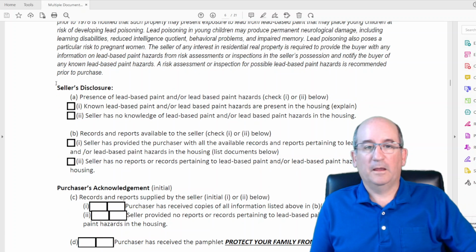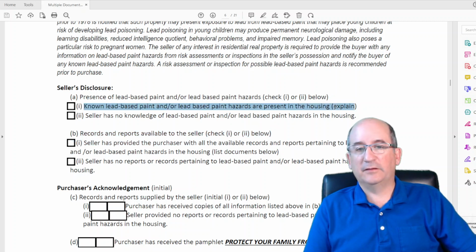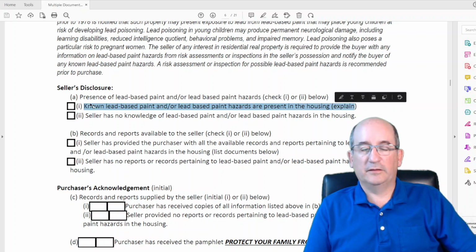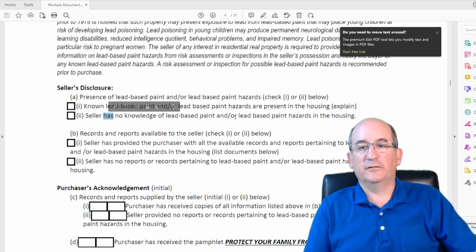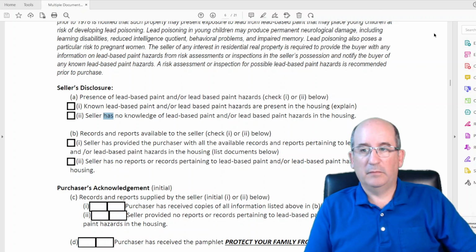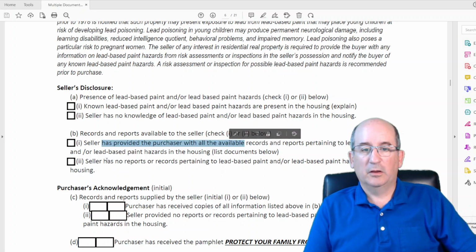This form is asking the seller to disclose two things. Do you know of any lead-based paint in the house, and have you tested for it? And are there any records or reports available? So are there any known lead-based paint hazards in the house? As a seller, you're either going to check that there are known hazards in the house, or that you have no knowledge of any lead-based paint hazards in the house. And then they check records. The seller has provided the purchaser with available records, or no records.